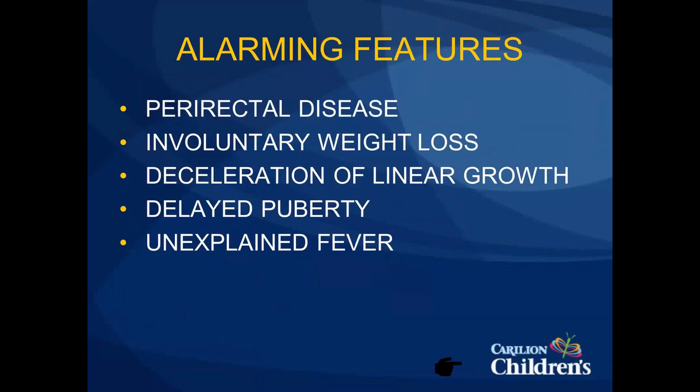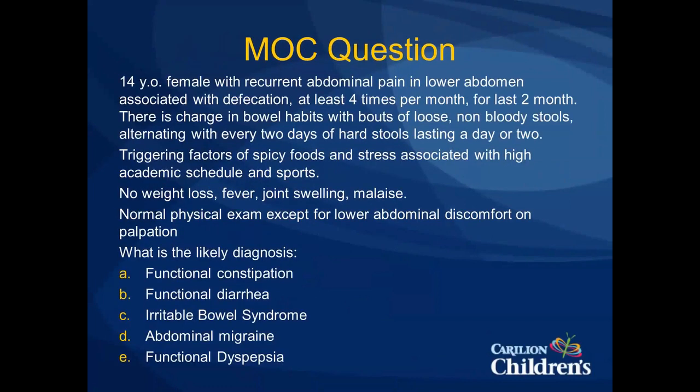The next question is a 14-year-old female with recurrent abdominal pain in the lower abdomen associated with defecation 4 times a month for at least 2 months. Changing bowel habits with bouts of loose, non-bloody stools alternating every 2 days. She'll have hard stools lasting 1 or 2 days. The triggering factors, spicy food, stress, no weight loss, no fever, no joint swellings, no malaise, normal exam except some abdominal discomfort on exam. So what is the likely diagnosis?